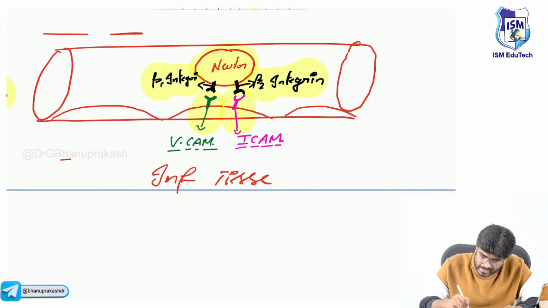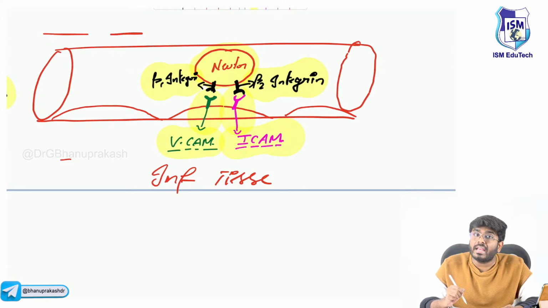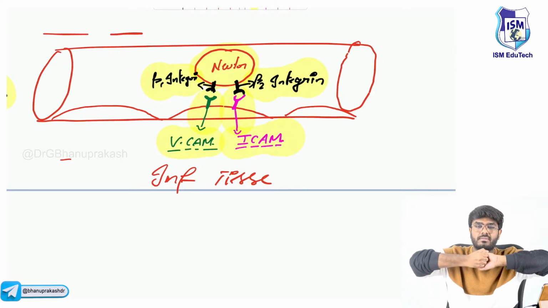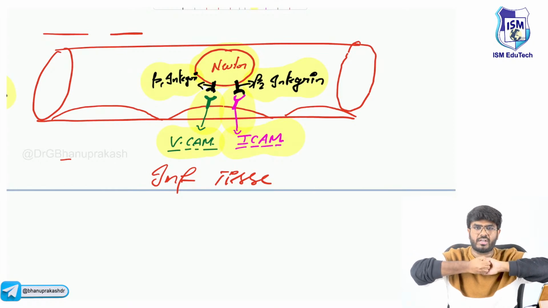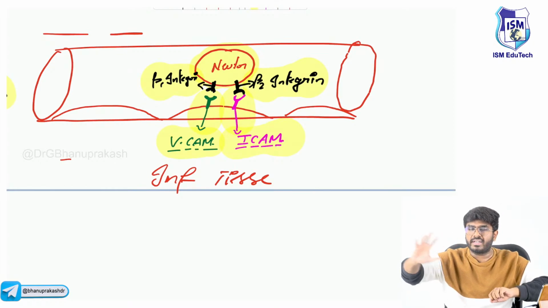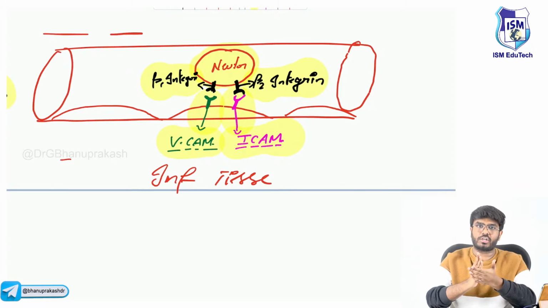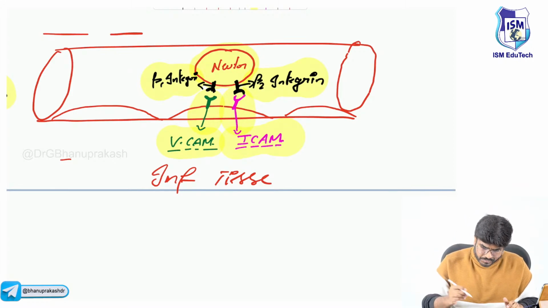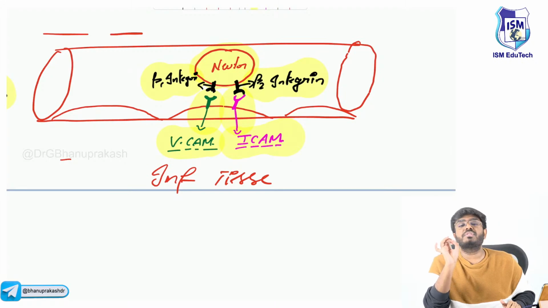VCAM and ICAM, the cell adhesion molecules, are present on the endothelial cells. Now they will strongly bind like this. This is a strong bond. Now there is no more rolling, no more detachment. They are now totally blocked. Now, here I want to add important MCQs for your exam.